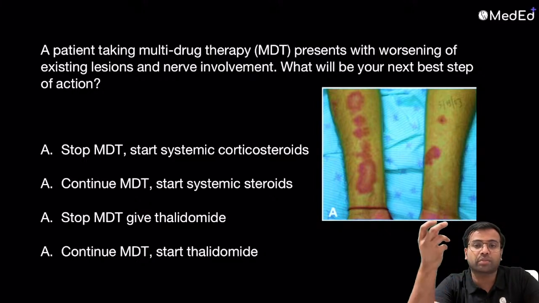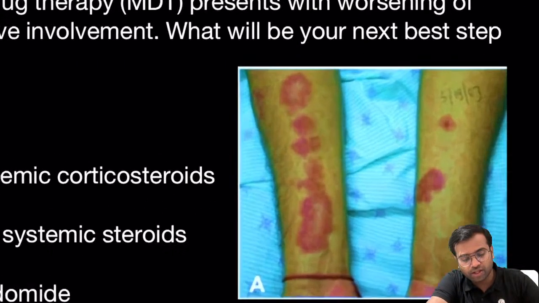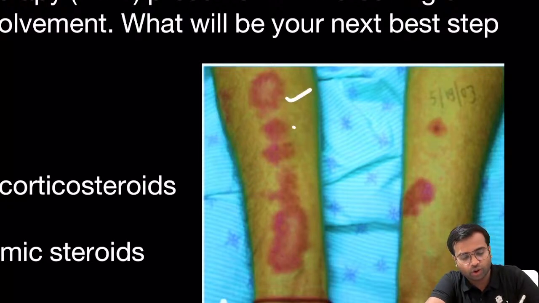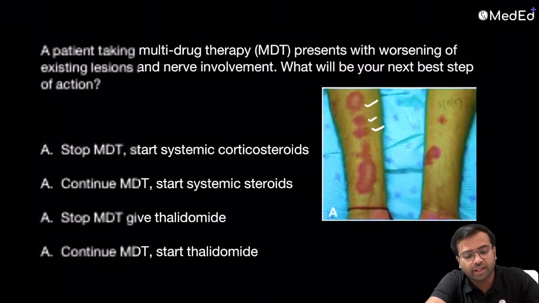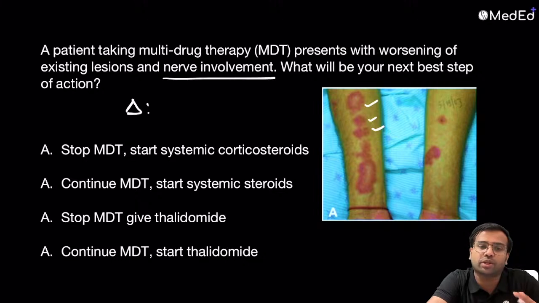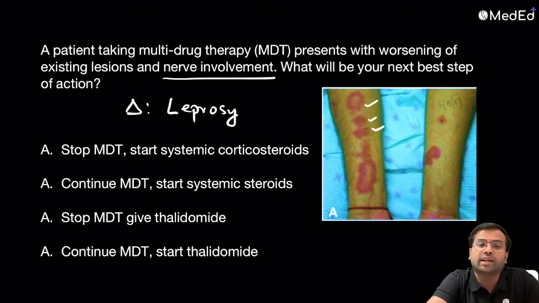Now how does the patient present to you? The patient was having some skin lesions, and now says that there is a worsening of the skin lesions. Probably these lesions have become swollen, inflamed, etc. And also there is an involvement of the nerve. Now what disease comes to your mind? The disease that should come to your mind when you see such an MCQ is going to be leprosy.